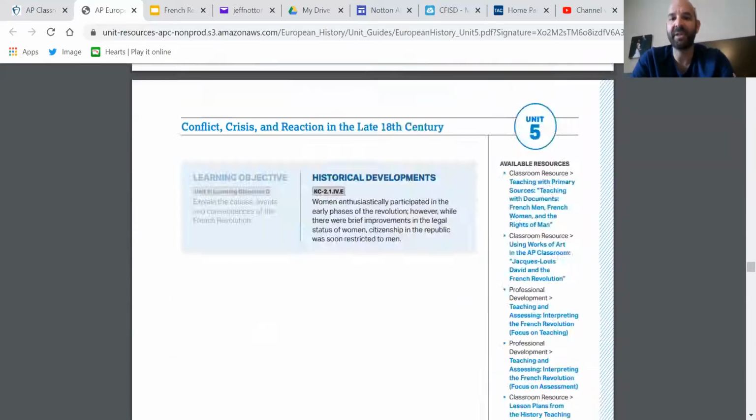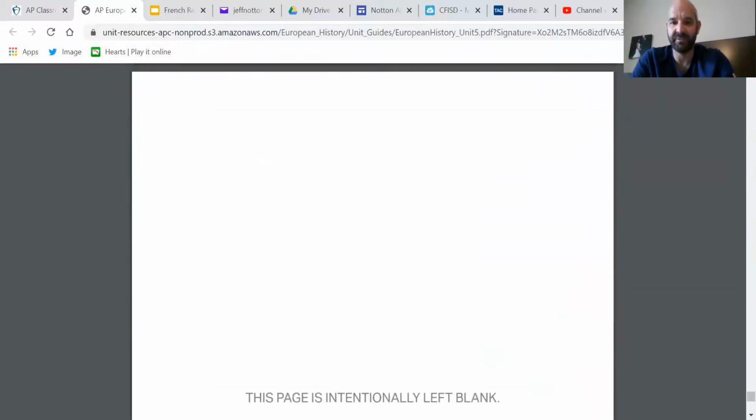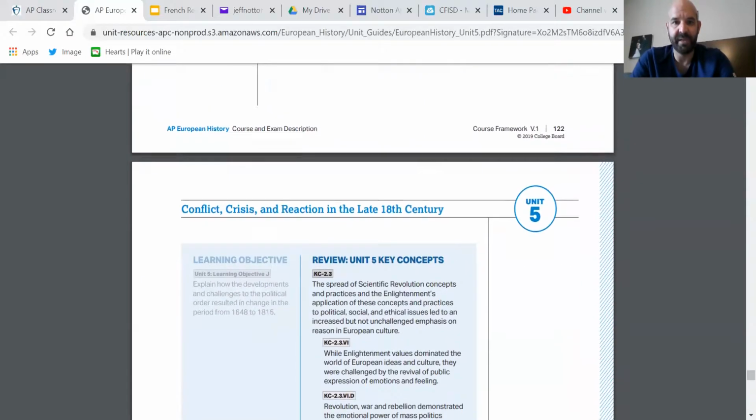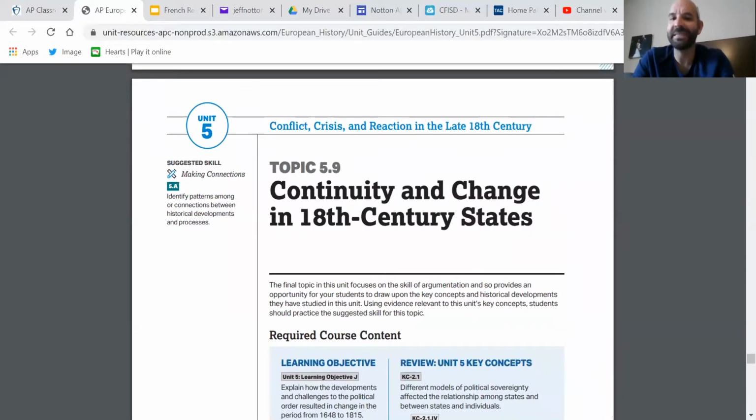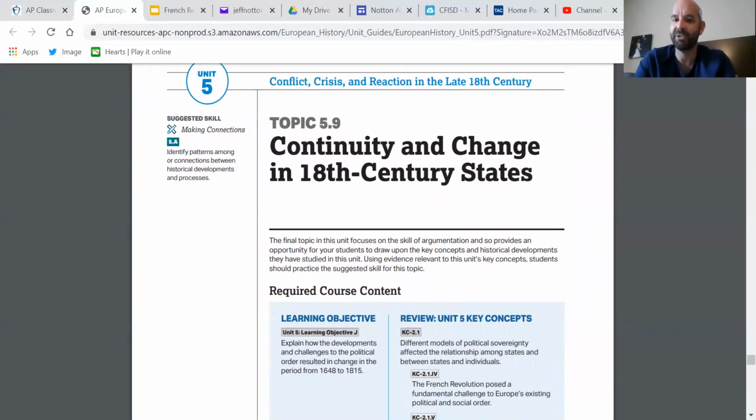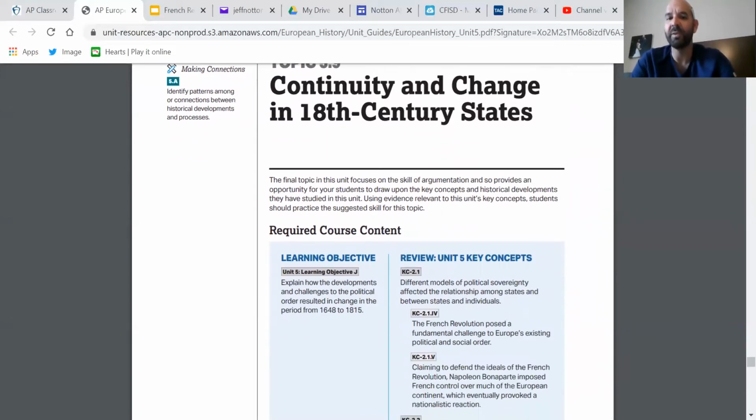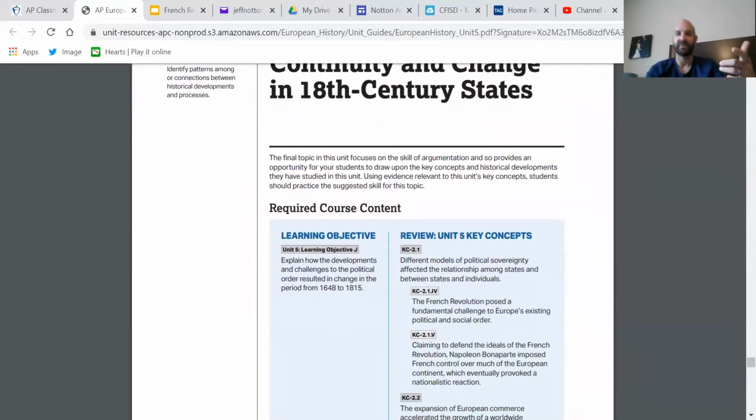Okay, and then if we go to the last section of Unit 5, we will see a page left intentionally blank. We see the same sort of topics, but we want to know about change and continuity, right? And so this one, instead of talking about the contextualization of the French Revolution, what are the changes and continuities that come about because of the French Revolution and Napoleon, right? And that would be many things that you could talk about.